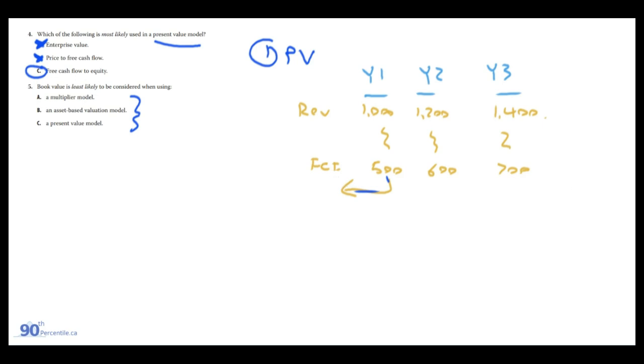In this example here, I just said free cash flow, but it could be free cash flow to the firm or free cash flow to equity. If you discount the free cash flow to the firm back to today, you're going to get a value estimate of the enterprise value. Whereas if you discount free cash flow to equity back to today, you get an estimate of the equity value.